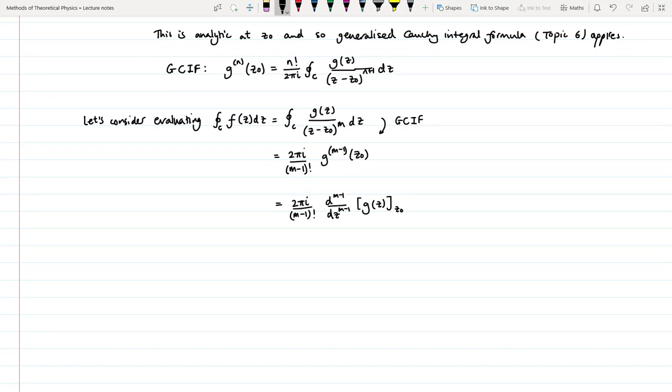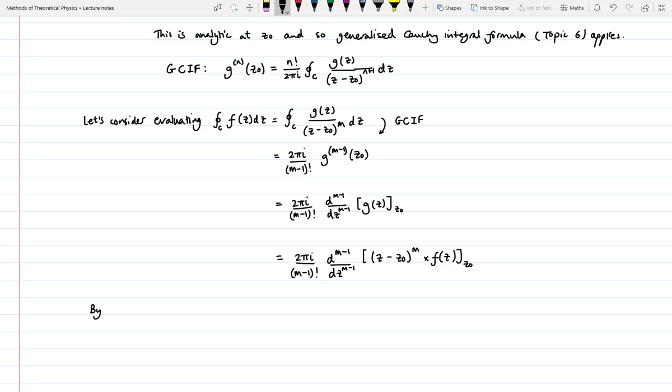We can now substitute back in terms of f. So we'll have 2 pi i over (m minus 1) factorial, the (m minus 1)th derivative, and we now have that g of z is given by (z minus z naught) to the m times our function that has a pole, evaluated at z naught. This means that we've managed to express our contour integral of f of z as this expression in the bottom line. But from the residue theorem, we know that this should also be 2 pi i times the residue of our function at the singular point z naught.